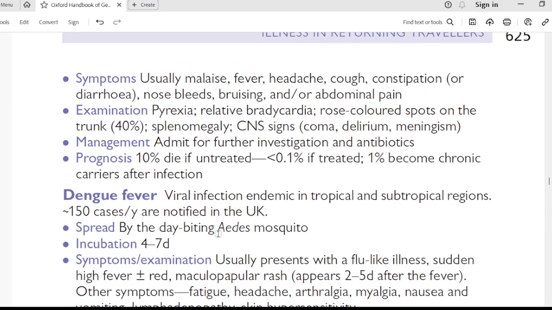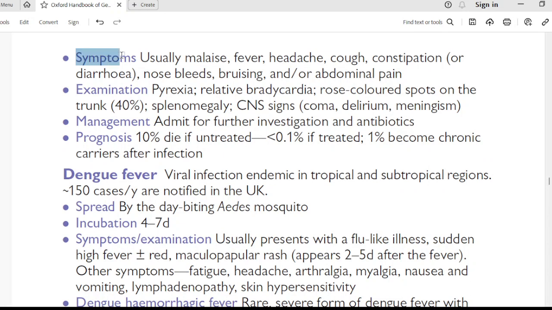Symptoms of typhoid fever: usually malaise, fever, headache, and cough. So cough is a symptom of typhoid fever. It was asked in one of the questions. Constipation or diarrhea, so there can be constipation or diarrhea. Nose bleeds, bruising or abdominal pain.